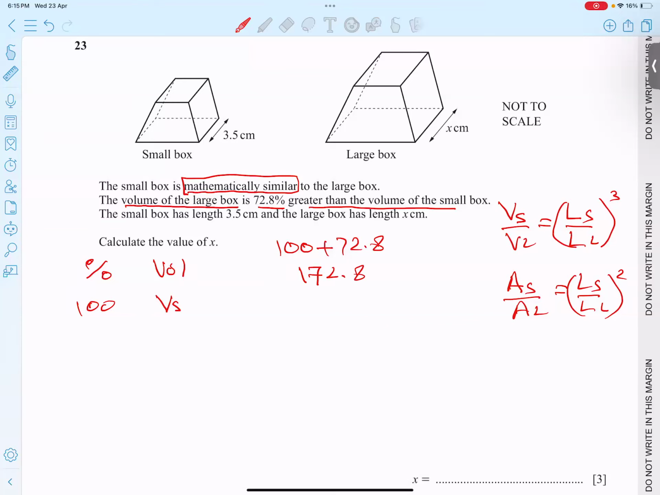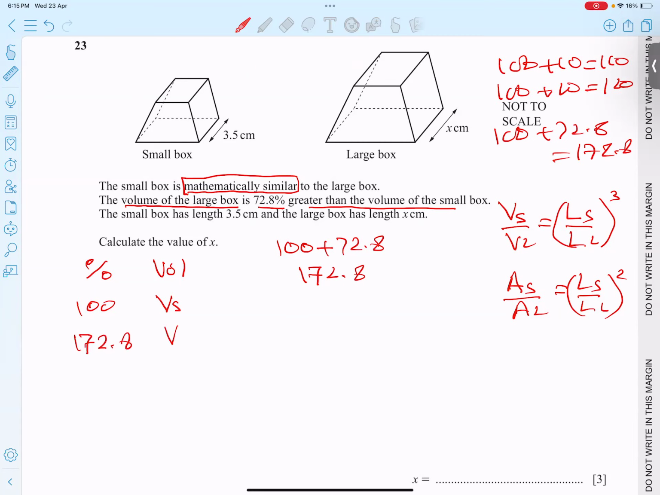You may ask why, sir? Let me tell you, if 10% more, so 100 plus 10. If 20% more, so 100 plus 20. If 72.8% more, so 100 plus 72.8. So I hope you understood the point, students, very clear. So 172.8 is the volume of the large.